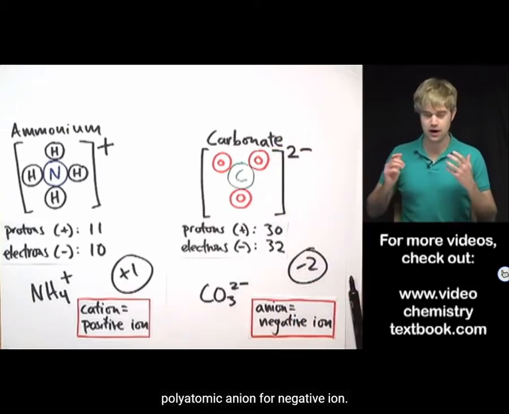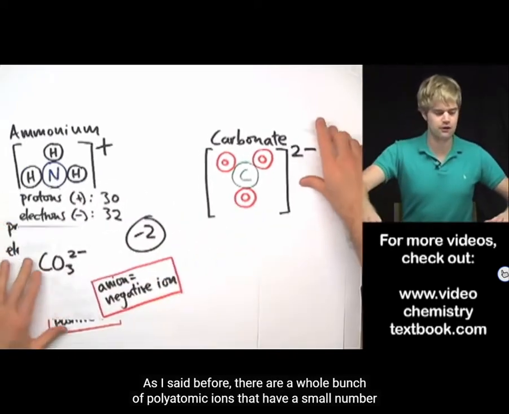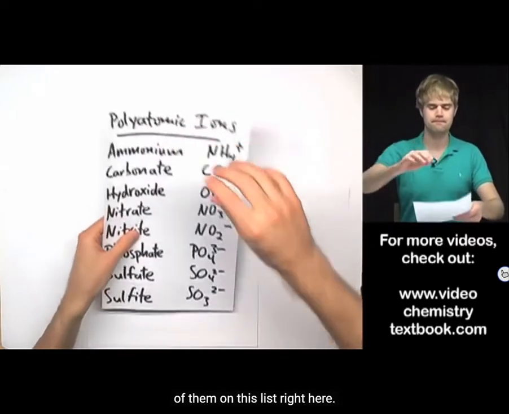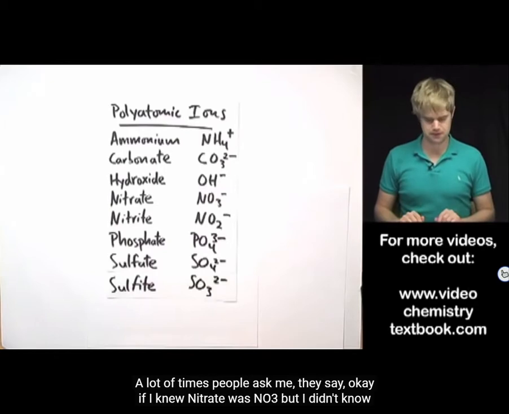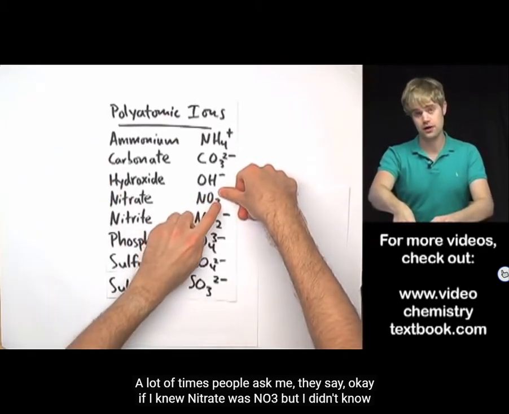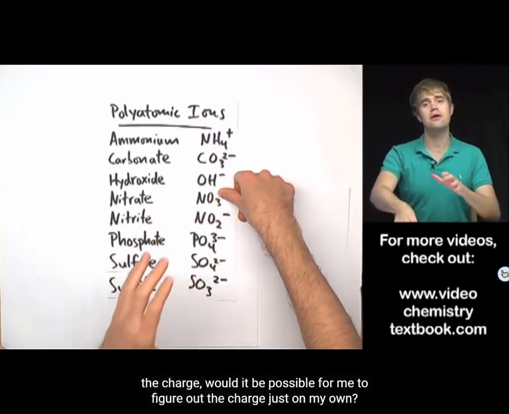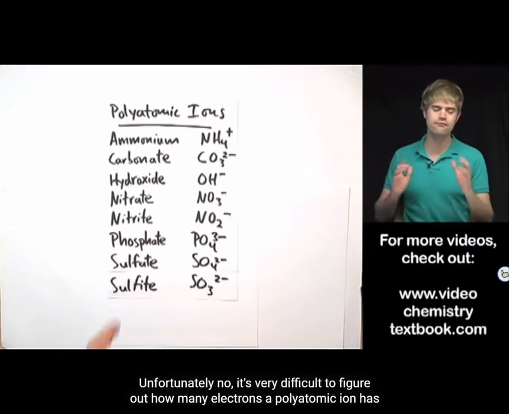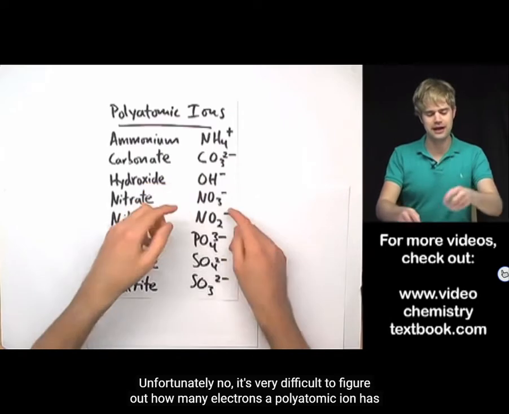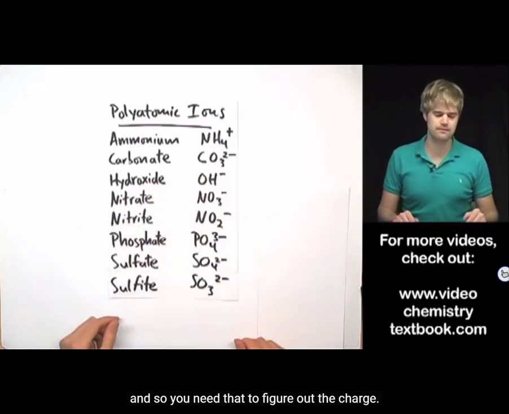We call this guy a cation because it has a positive charge, so we can call carbonate a polyatomic anion, for negative ion. As I said before, there are a whole bunch of polyatomic ions. I have a small number of them on this list right here. A lot of times people ask me, okay, if I knew that, say, nitrate was NO3, but I didn't know the charge, would it be possible for me to figure out the charge just on my own? And unfortunately, no. It's very difficult to figure out how many electrons a polyatomic ion has, and so you need that to figure out the charge.